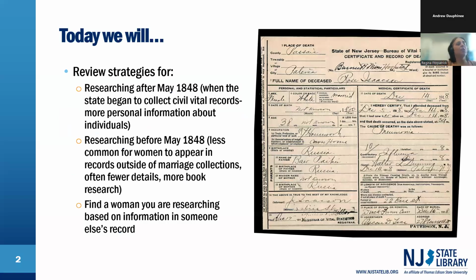So very briefly, what I would like to accomplish today is to look at how we research in the vital records era, which is after May of 1848, when the state of New Jersey began to collect vital records. I would like to talk about some collections that fall before May of 1848. I would also like to talk about strategies for when your woman ancestor does not appear on an index, might not be represented as herself in a collection, or might not be represented at all, but how you can use her ancestors or her relatives to gain clues about where to look for her.